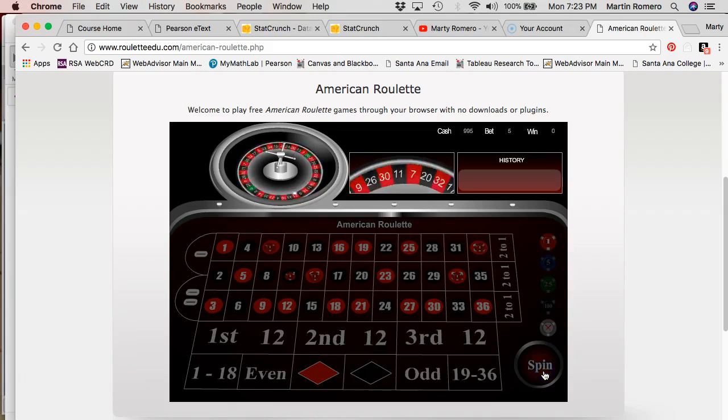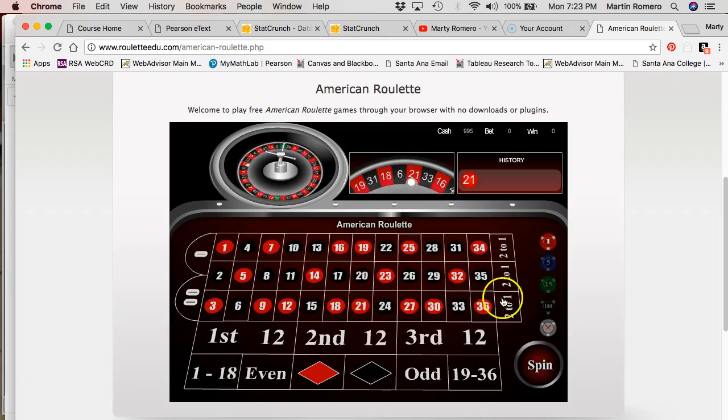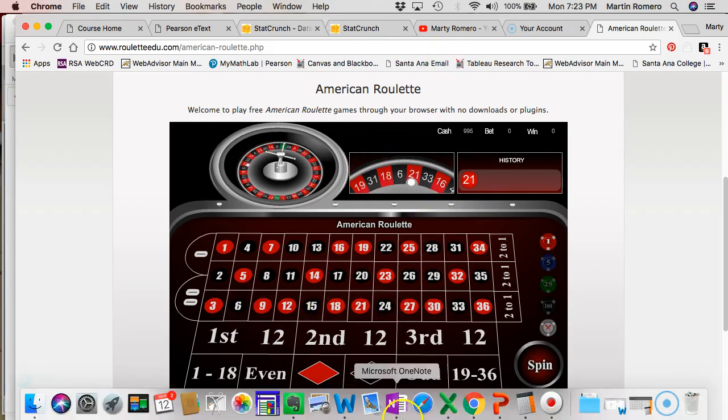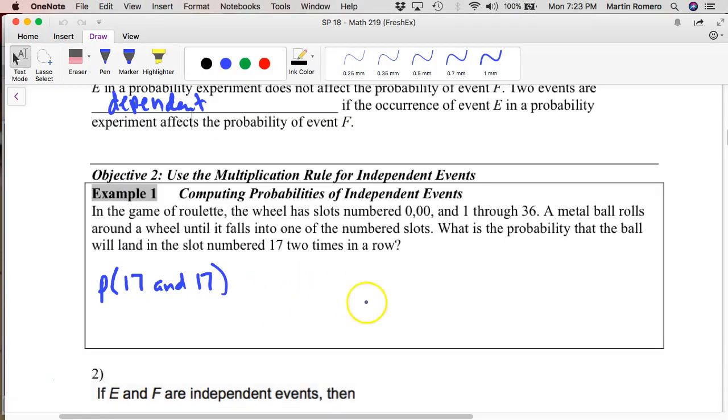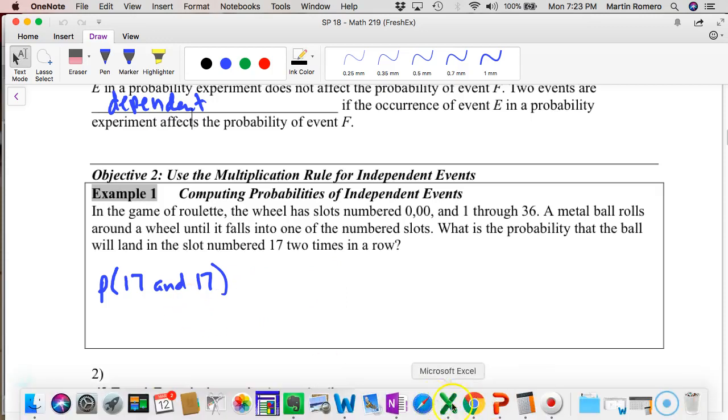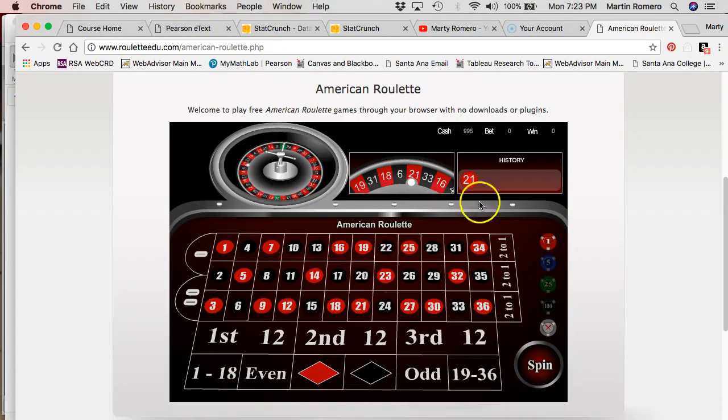It gets spun, the ball lands, and it hit 21. I didn't win because I picked those numbers. And so the question here is, what's the probability it lands on 17 twice? What we do is count up, there's 36 slots, 37, 38 different locations. Let me bet 17. Let's see what happens one more time.